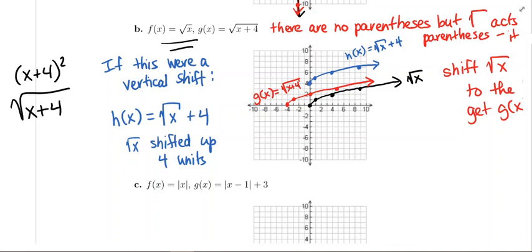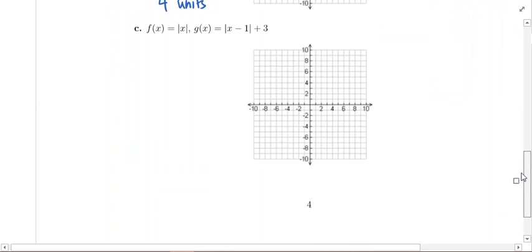It acts like parentheses. Going forward, another thing that acts like parentheses is going to be the absolute value symbols. They are going to trap the quantity inside. So if you're working with absolute value symbols, you're going to treat them like parentheses as well. Speaking of absolute value, that brings us to part C.